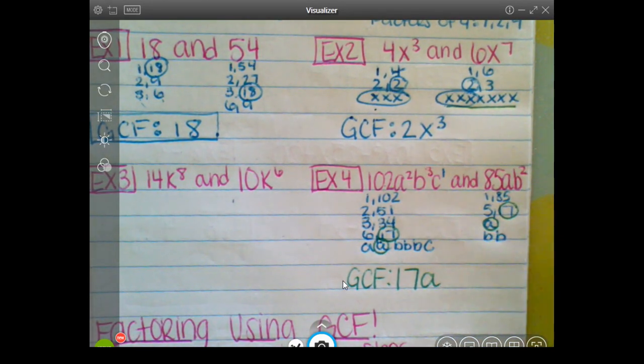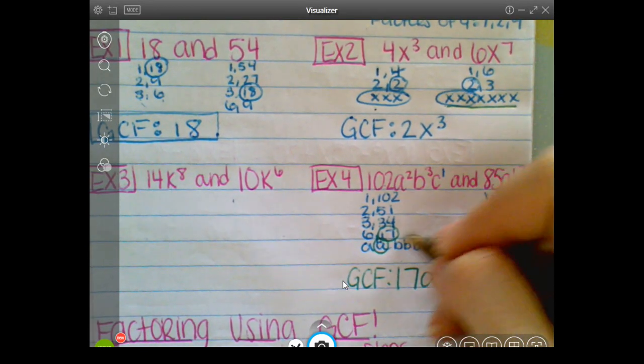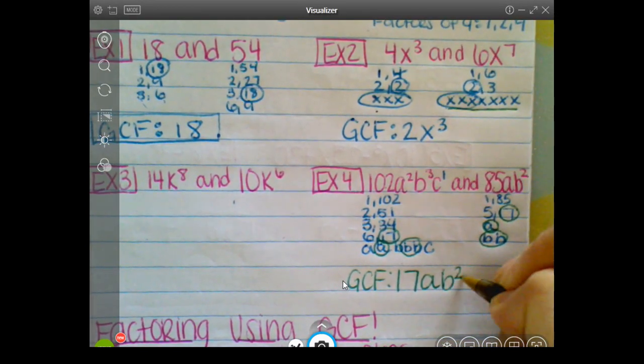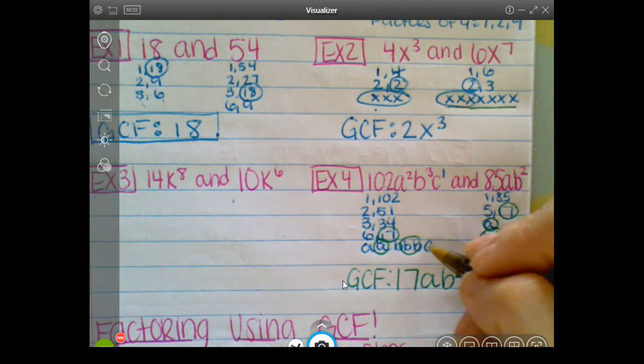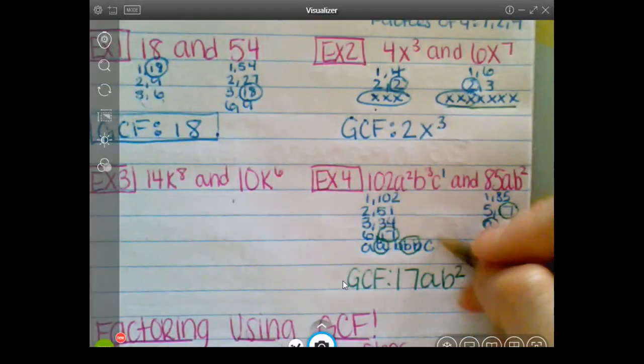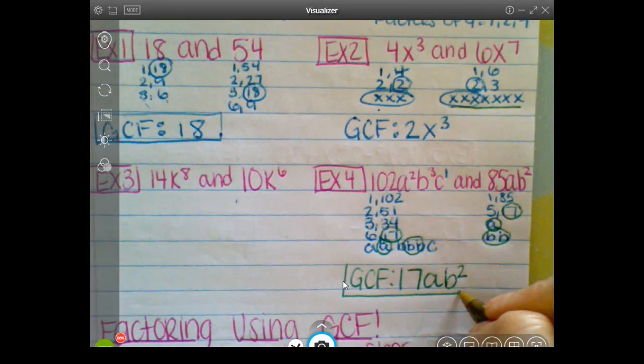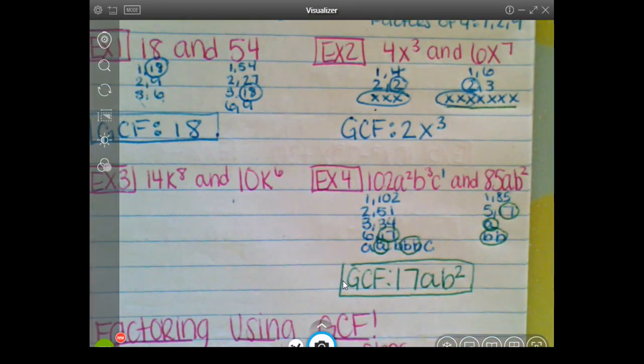So it's just A. This one has 2 B's. This one has 3 B's. So the smallest amount is 2. So B squared. This one has no C's, and this one has 1 C. So do they have any C's in common? No, I can't circle this because I can't circle a C over here. There's no C. So my GCF of this one would just be 17A, B to the second.